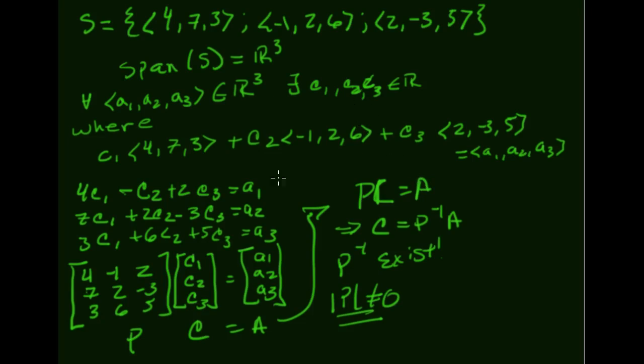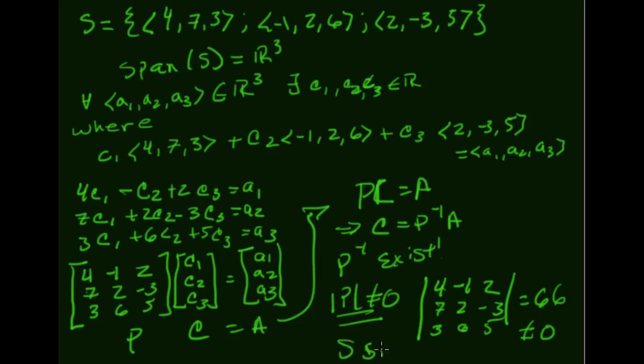Stop and think about how that works. So all I need to do here is take the determinant of 4, negative 1, 2, 7, 2, negative 3, 3, 6, 5, which, if you work this out or do it with MATLAB, happens to be 66, which is nowhere near 0, which means that S spans R3. And there you have it. All right, so that's problem number 2.